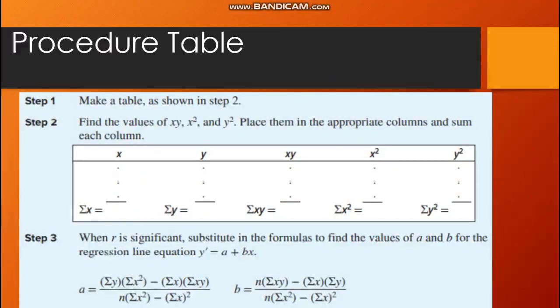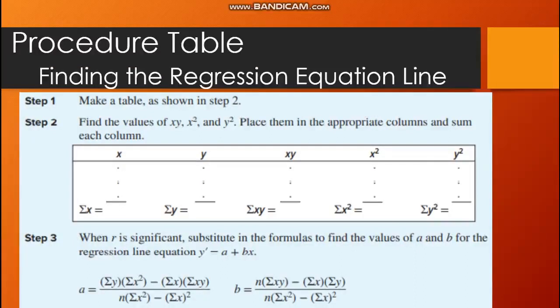Okay? And we have here the procedure table in finding the equation of the regression line. The first step is we're going to make a table as shown. On step number 2, we're going to determine the values of x, y, x squared, and y squared. And then we're going to place that in the appropriate columns, and we're going to get the sum of each column. And for step number 3, when r is significant, we're going to substitute in the formulas to find the values of a and b for the regression line equation. We have y prime or y hat equals a plus bx. Okay, so I'm going to give you examples in finding the equation of the regression line using these 3 steps or procedure table, and after that I'm going to try to solve this using scientific calculator.